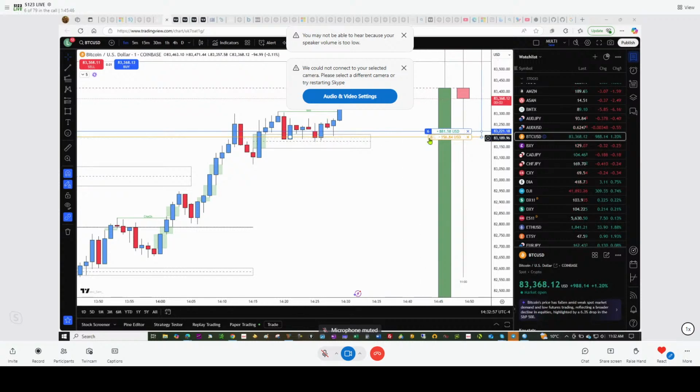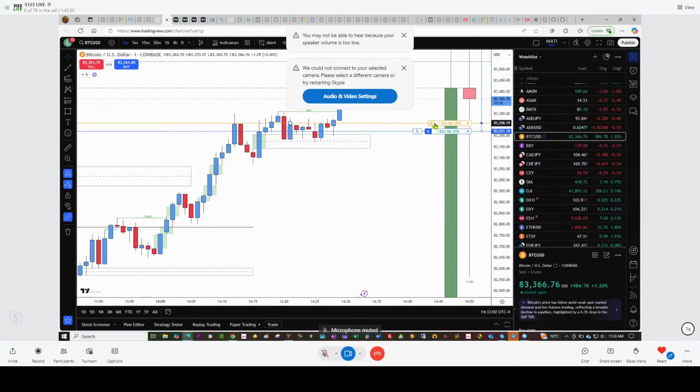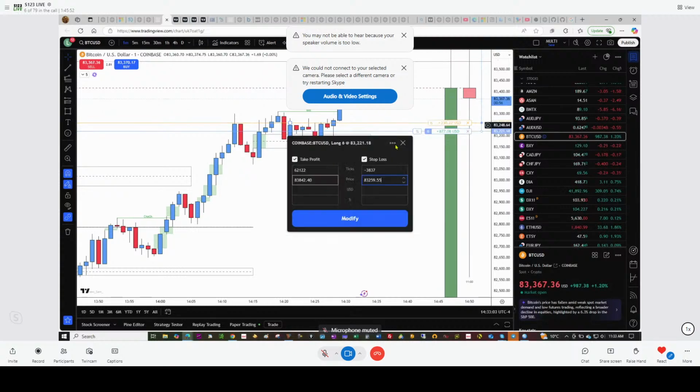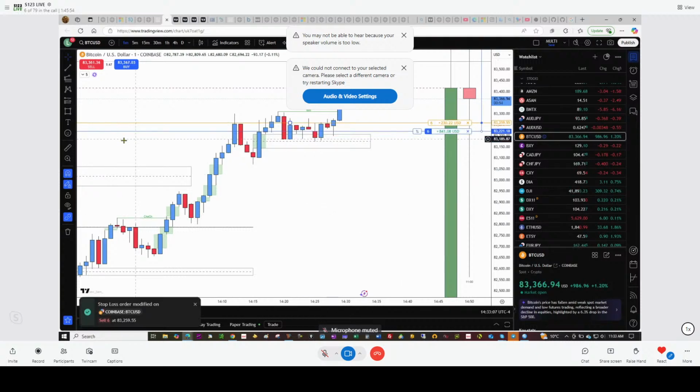So I thought it'd be worthwhile. Let me just move my stop into positive just in case they decide to come back down for whatever reason. I can lock in some profits. So I do have a gap here. So this gap should hold us up.